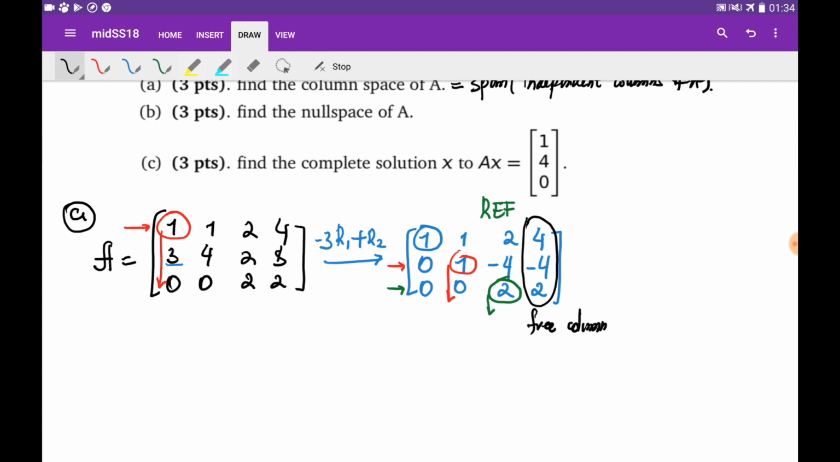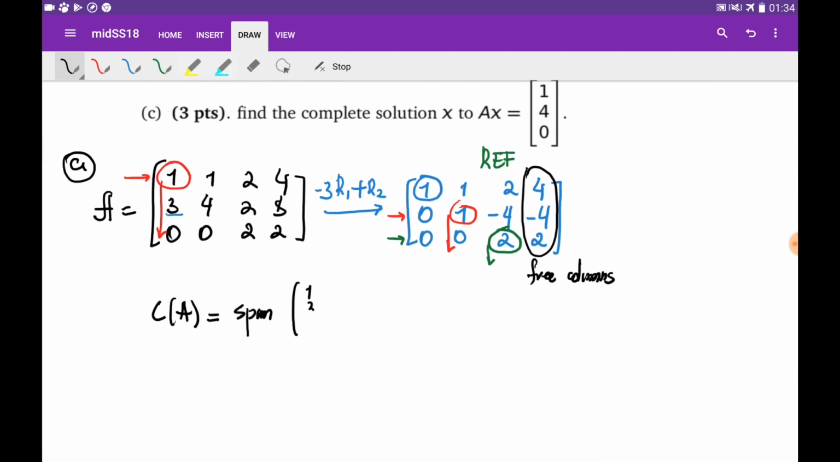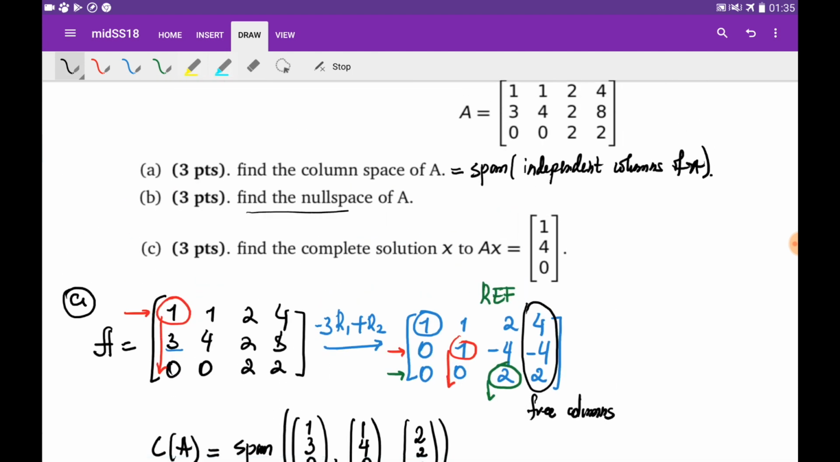That is why we can write down the column space of the matrix as the linear combination of the first 3 columns, which are 1, 3, 0, 1, 4, 0, and 2, 2, 2. This is going to be the column space of the matrix. So in order to find the null space of the matrix, we need to find the special solutions. The null space of the matrix is going to be the span of these special solutions.